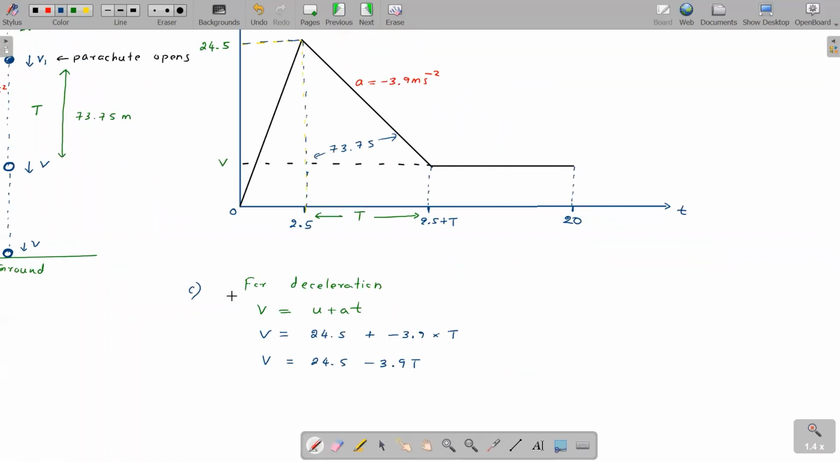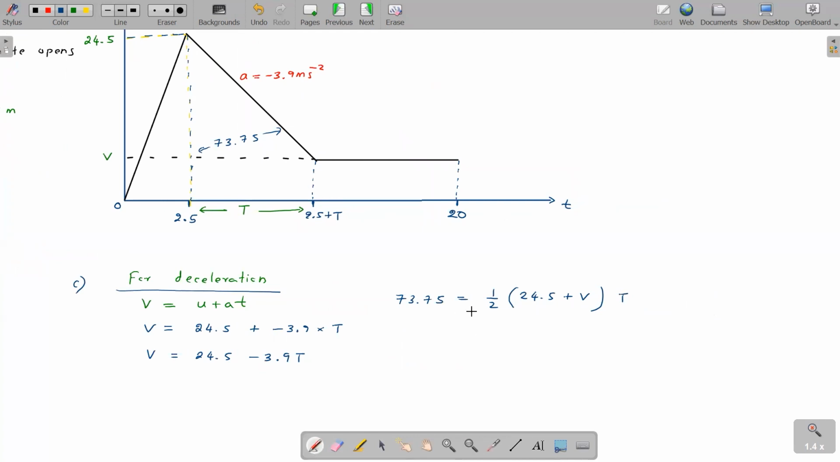Now, shall we write the equation for the area? If you consider the area here, what shape do we have? This is a trapezium. Half A plus B into H: half into the sum of parallel lines into the perpendicular distance between the parallel lines. So let's use the area. Area 73.75 equals half. Who are the two parallel lines? The two parallel lines are the 24.5 and the V. Do you agree? Half the sum of the two parallel lines into the perpendicular distance between them. What's the perpendicular distance? It's capital T. So take the half here.